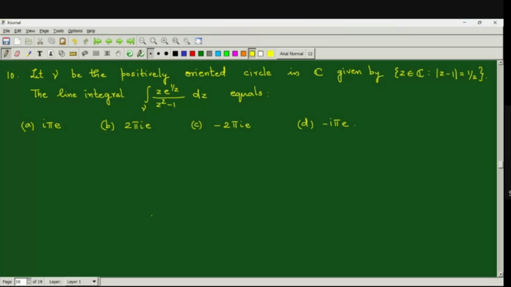See this. This is really easy, you can do it. Gamma is a positively oriented circle in C given by this thing. What is actually that circle? Center is 1, radius is 1 by 2. This is gamma. Now calculate this integral. We'll give you 30 seconds. Calculate fast.